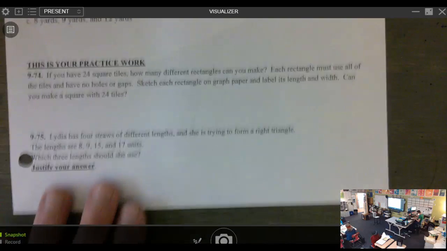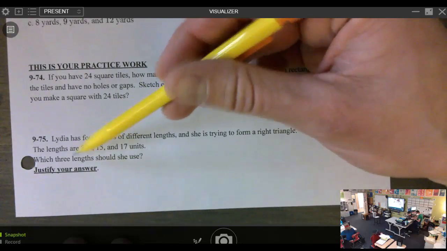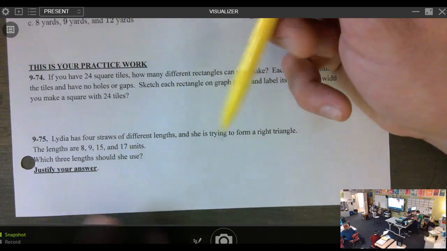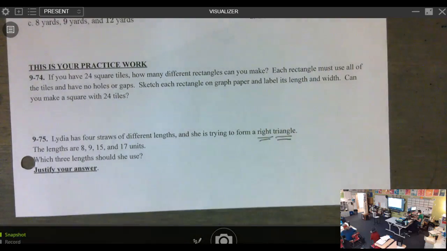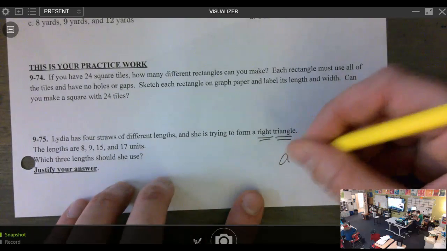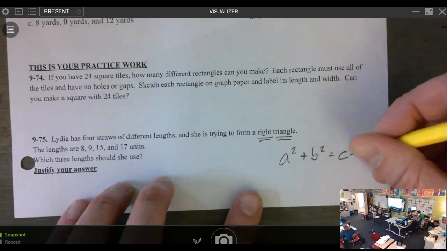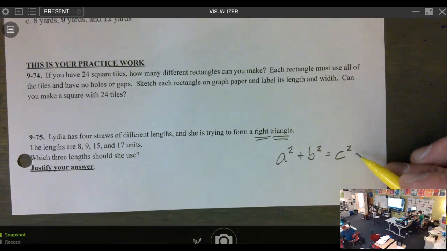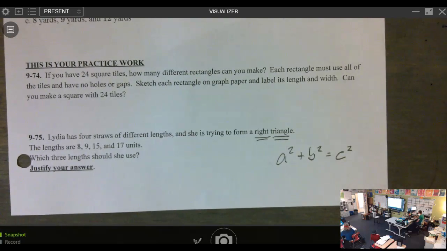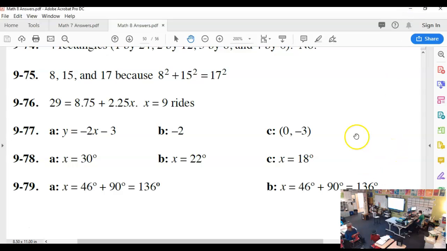8, 9, 15, and 17. Which 3 lengths should she use to make a right triangle? Oh, wait, no, I realized. So remember, to make a right triangle, we need the short leg squared plus the other short leg squared to equal the longest leg squared, because the hypotenuse will always be the longest leg. I was multiplying, not adding. I did it wrong. Alright, so we found the brain goof there.